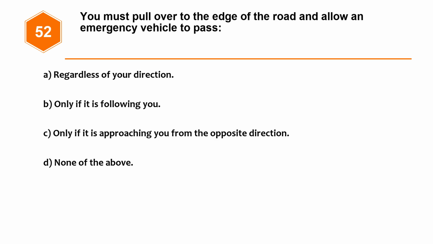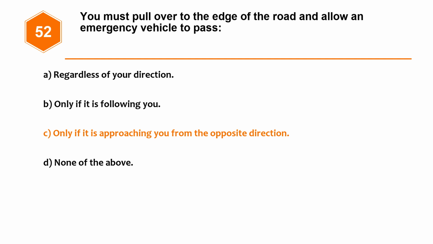Question 52. You must pull over to the edge of the road and allow an emergency vehicle to pass. Option A, regardless of your direction. Option B, only if it is following you. Option C, only if it is approaching you from the opposite direction. Option D, none of the above.